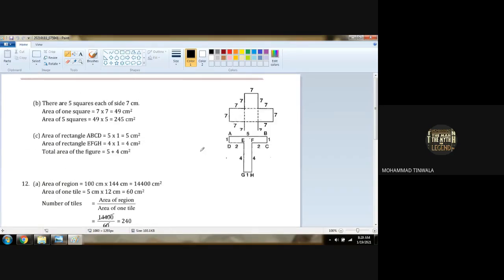Now what they did, they joined every internal column. This to this one, this to this one, and this also to this particular thing. So all four sides have been joined. Now total are 5 squares, each side of 7. Each side of 7, yes or no? Yes. So 1 square will be 7 into 7, 49 square centimeter. Total area will be what? The internal will be also of 7.